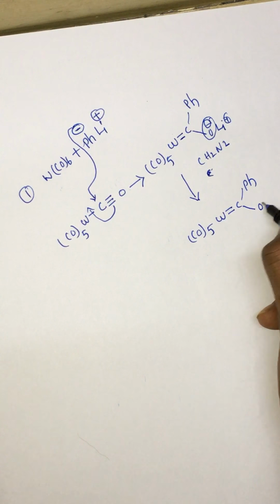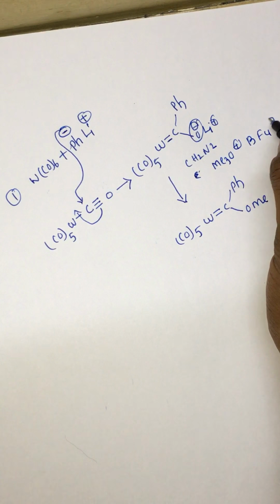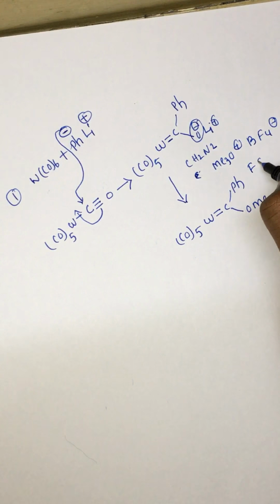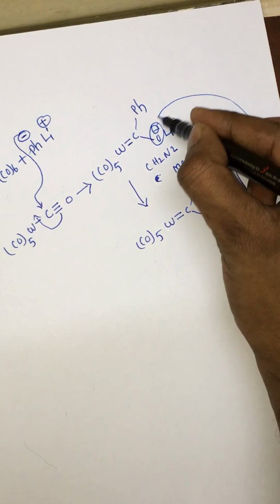We can take a methylating agent such as Me3O+ BF4-, or FSO3CH3 also we can take. If we take FSO3CH3, this will exist like this, FSO3- and CH3+. So this CH3+ goes and attacks here. Okay, then it will become OMe.